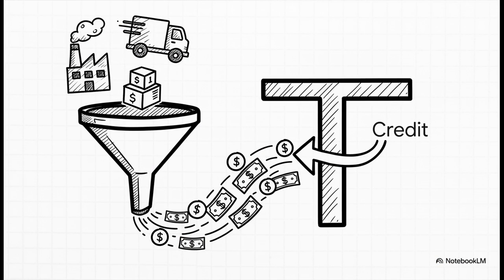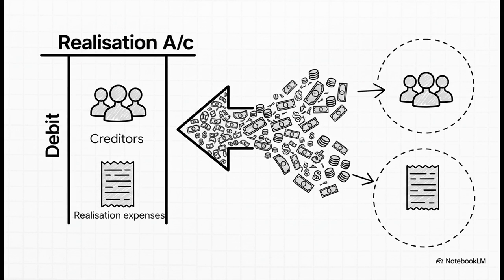So we've got all this cash. Where does it go? Remember our rule for the realization account? Stuff coming in goes on the credit side. So we'll record this amount on the credit side and we'll write by bank account next to it. Easy peasy.